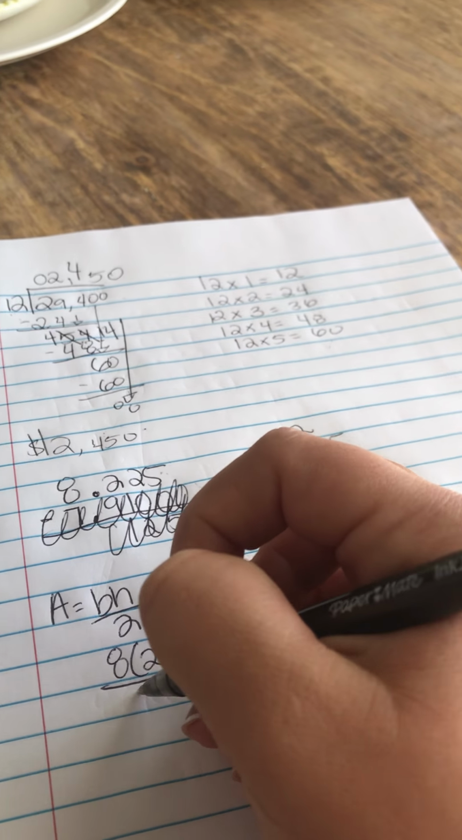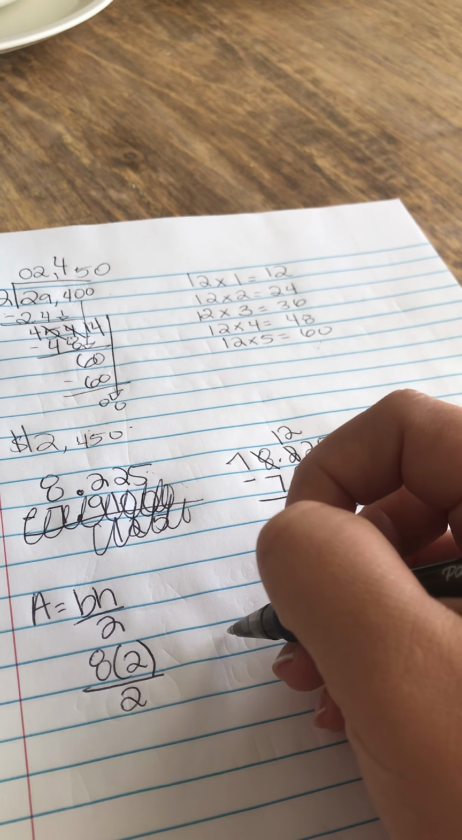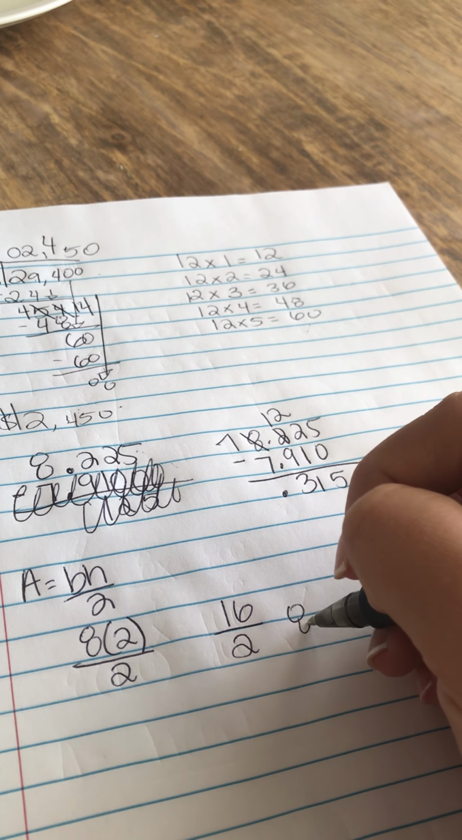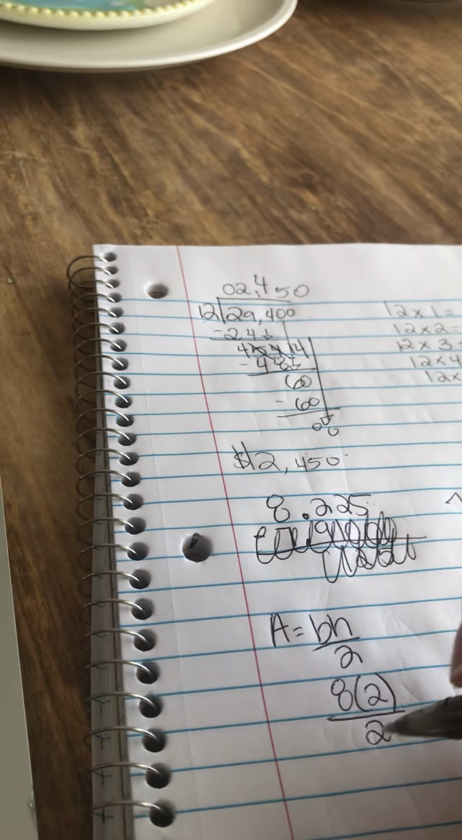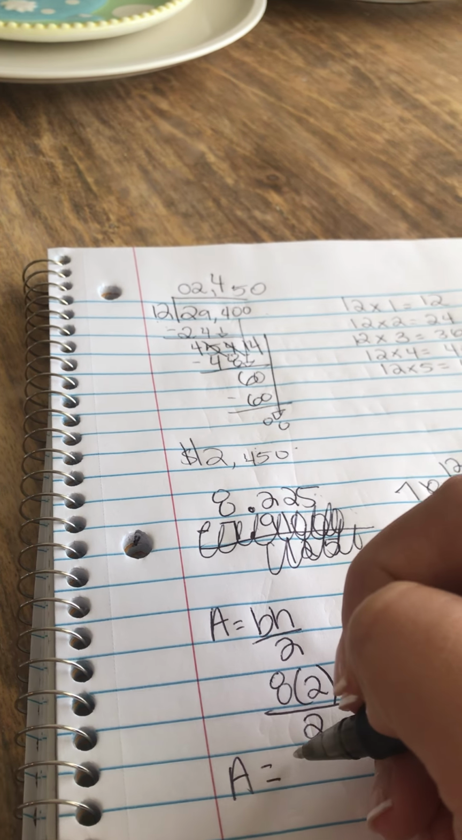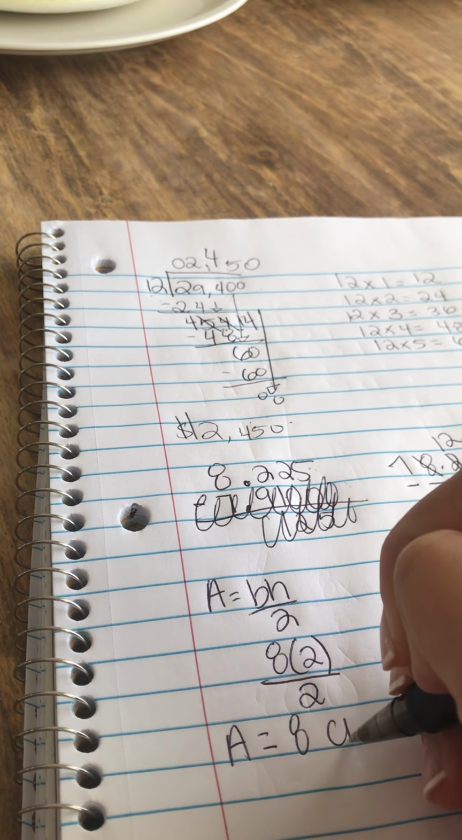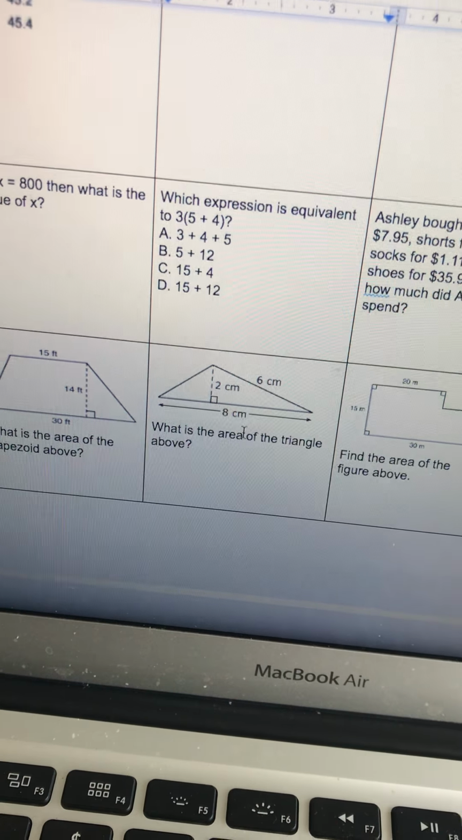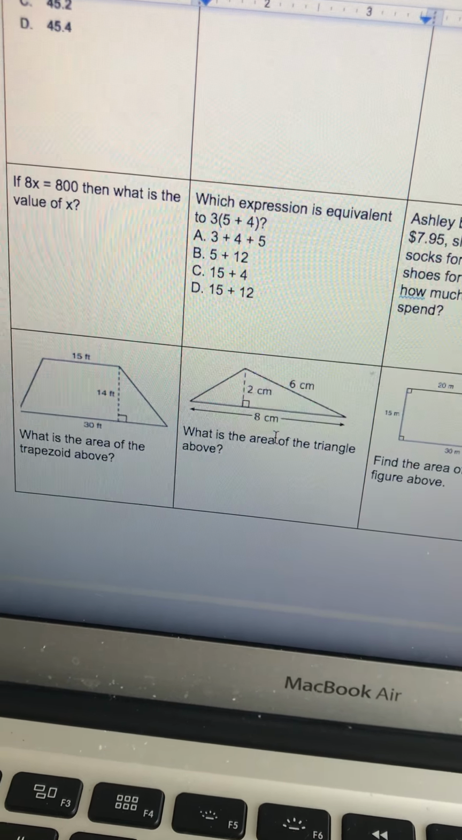So we have 8 times 2 divided by 2. 8 times 2 is 16. 16 divided by 2 is 8. So the area of the triangle is 8 centimeters squared. Okay, because we were using centimeters right here, so it's 8 centimeters squared.